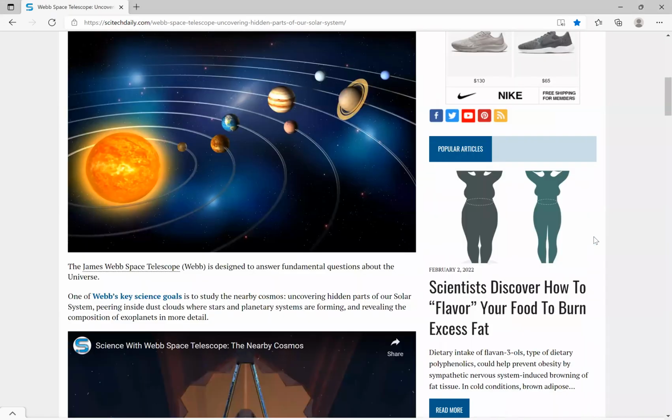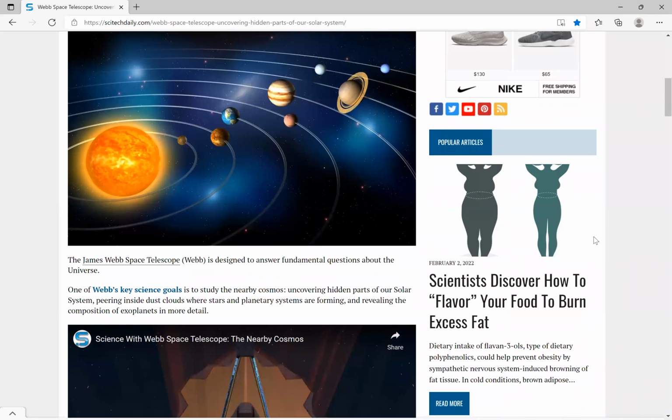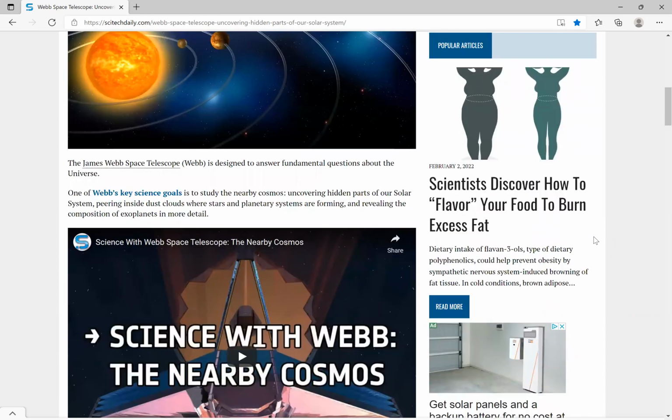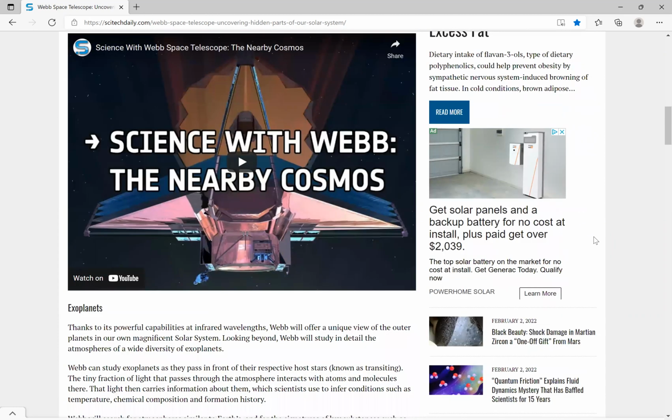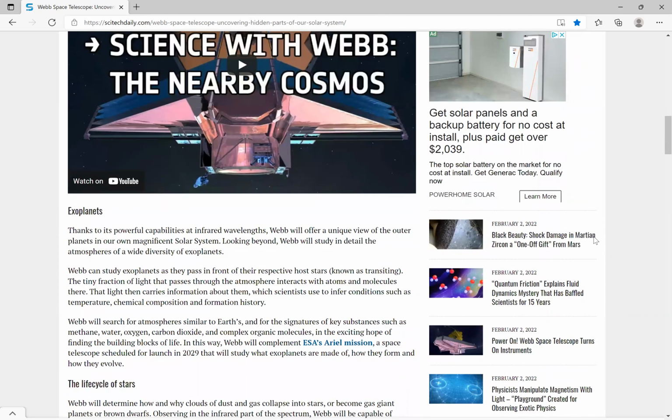So basically, one of the James Webb Space Telescope's key science goals is to study the nearby cosmos. That's basically stuff outside of Earth's orbit, and it's going to find stuff outside of our solar system, or even inside our solar system, rather. It can find dust clouds, planetary systems that are forming, and exoplanets, dwarf planets around the size of Pluto. It's going to find stuff that scientists necessarily haven't discovered yet. It's going to determine their wavelengths, so essentially how much light they're giving off into our solar system.